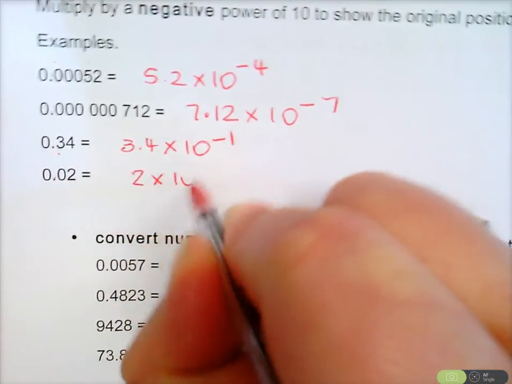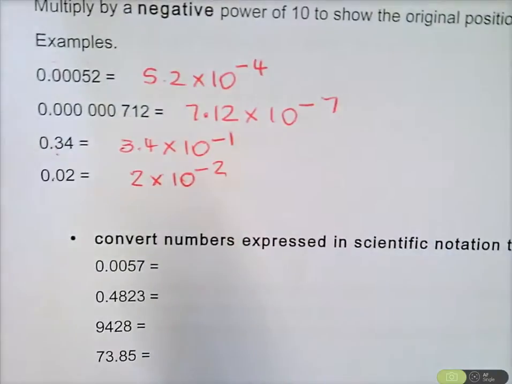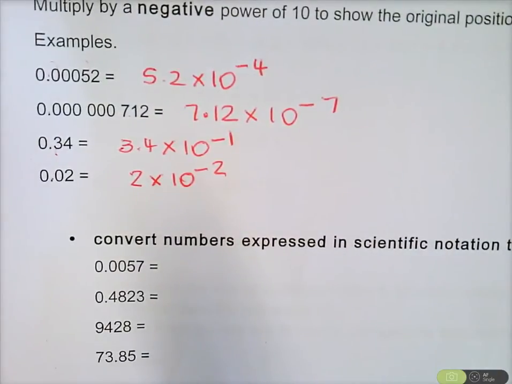2 times 10 to the negative 2. That's 2 times 1 over 100. That's 2 divided by 100, basically, which is 0.02.